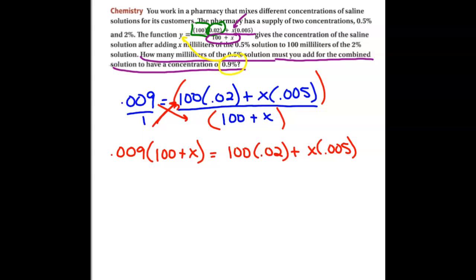Okay, let's go ahead and distribute. 0.009 times 100, multiplying by 100 is just going to move my decimal back to the right 2 places, so I get 0.9. Distributing it to the x, I get 0.009x. On the other side, 100 times 0.02, again, it just moves my decimal 2 places, and I end up with a 2. Multiplying my x, I get 0.005x.